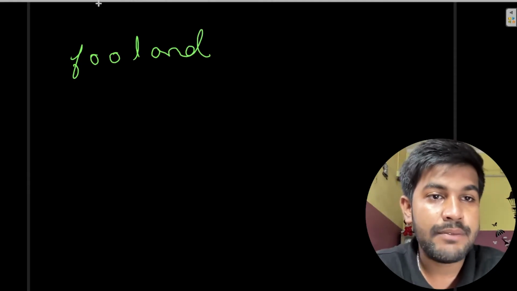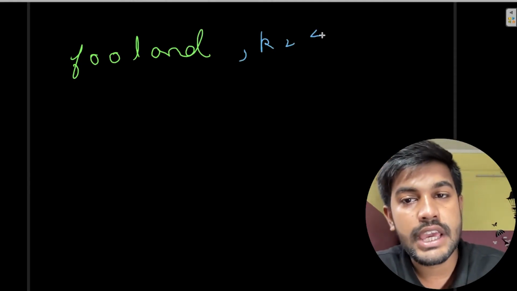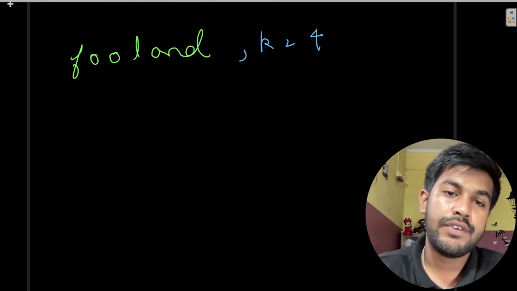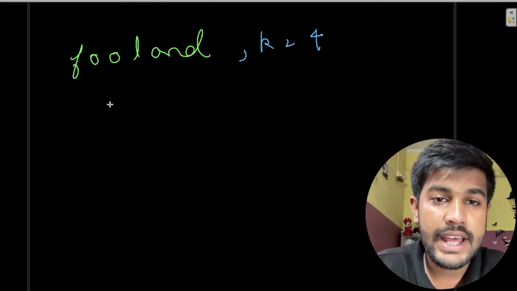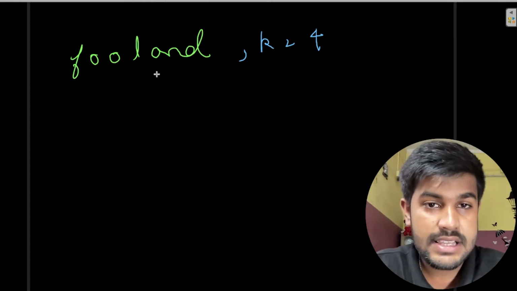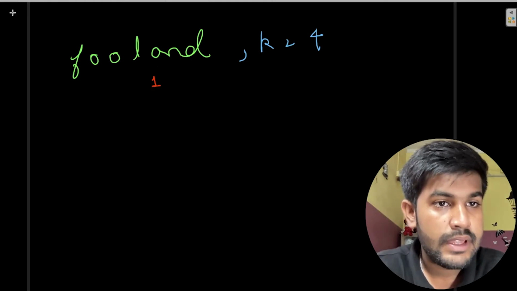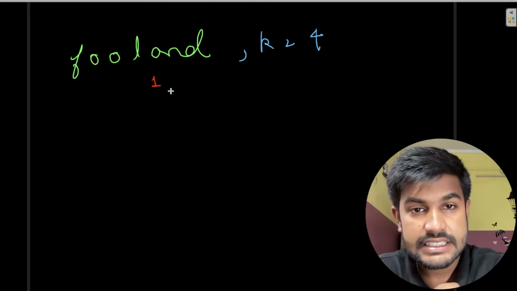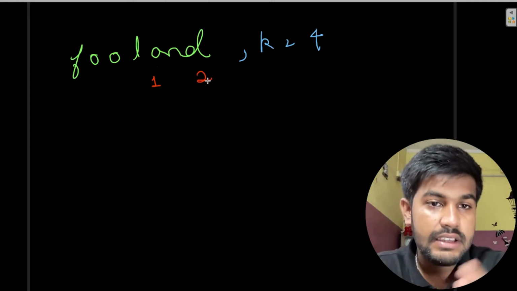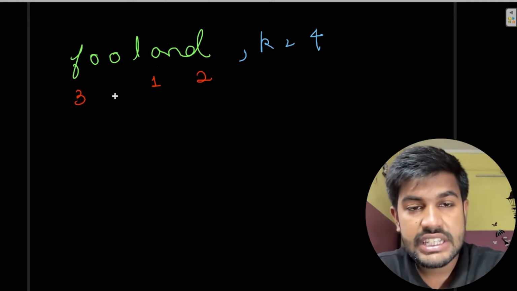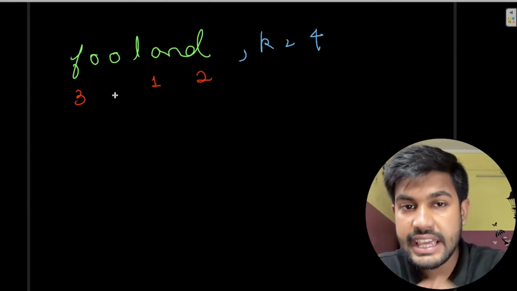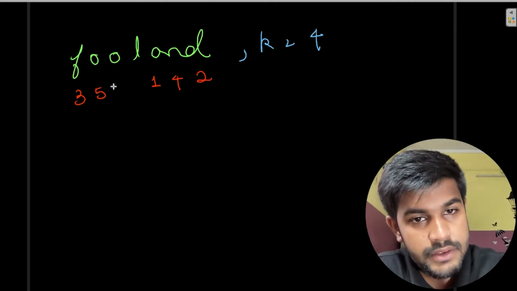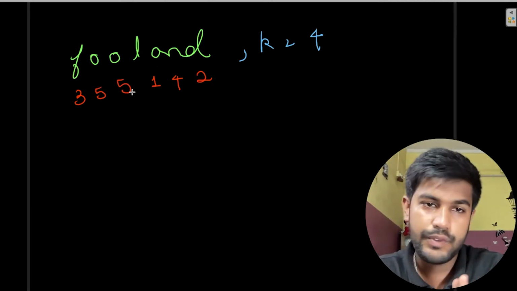FOOLAND, and this time we would be taking the rectified value, that is k is equal to 4. Let us start again. Let us start ordering this. If we just order this, we would have this one as the first one. Then we would have A, B, B is not there, C, D, E, F, G, H, I, J, K, L, M, N, O. Okay, we have this.